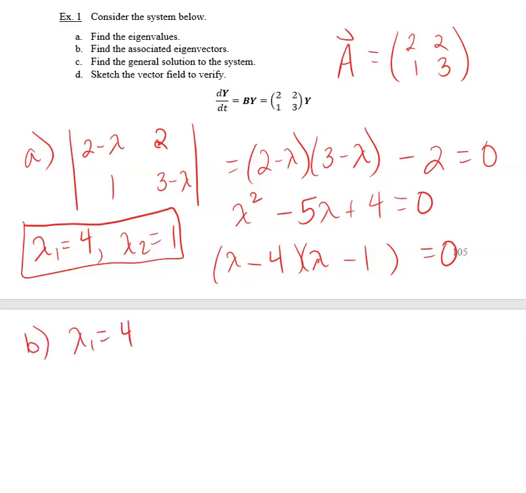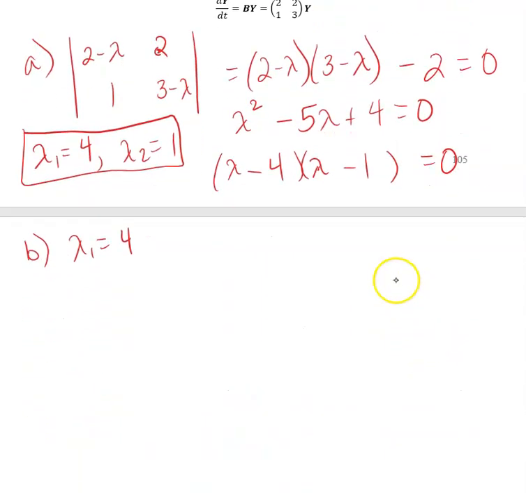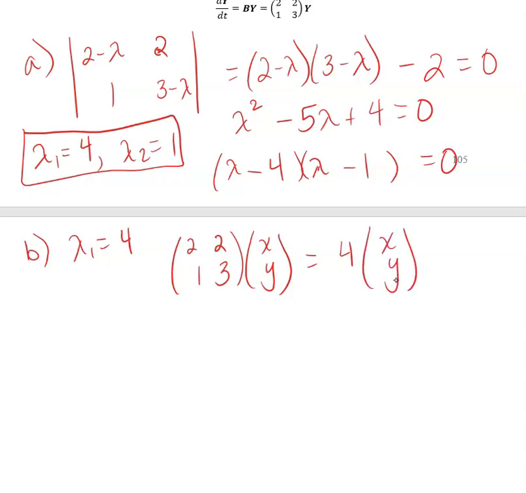And I'm using the definition up here of what an eigenvector is. So an eigenvector means that the coefficient matrix times the variable matrix should equal lambda times that variable matrix. So in this case, my coefficient matrix was [2, 2; 1, 3]. And we know that times (x, y) would equal lambda, which is 4, times (x, y).